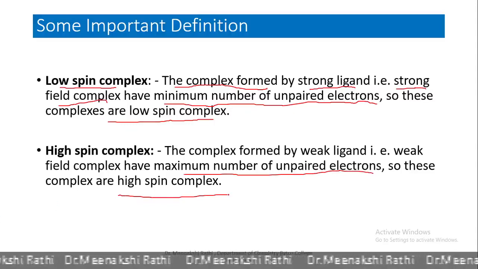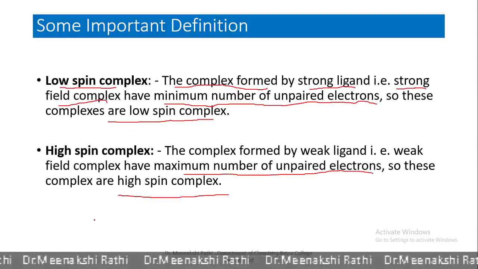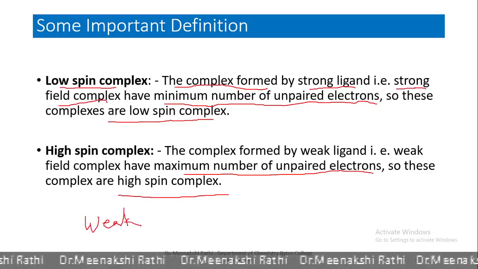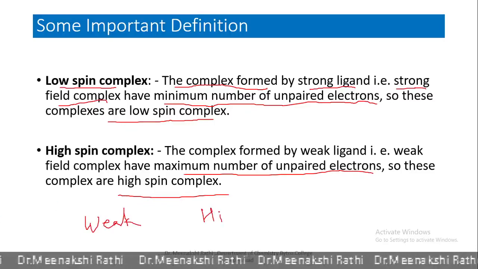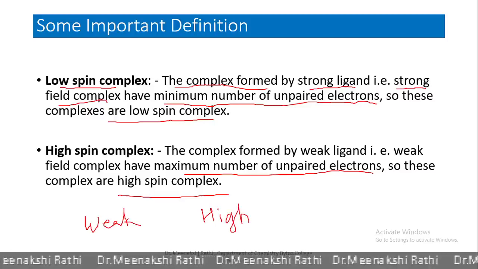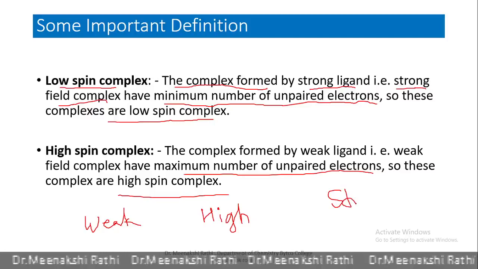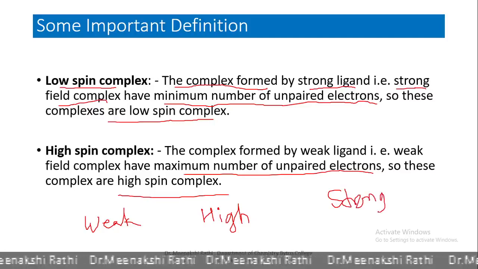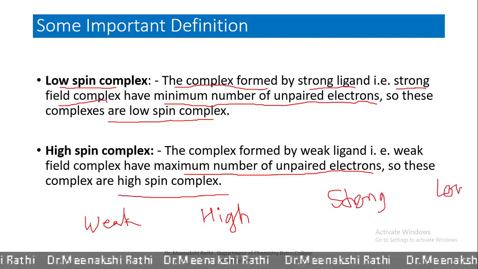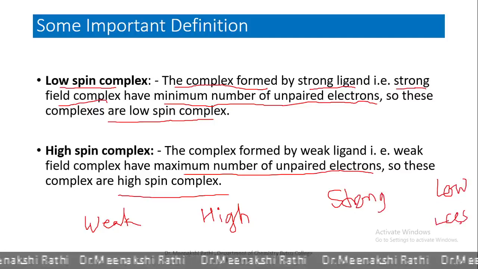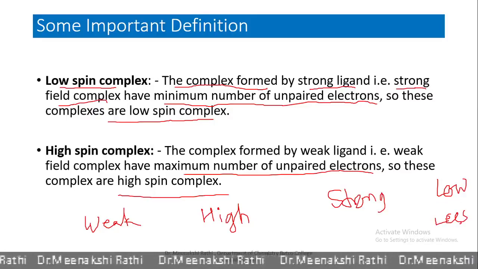A simple thing, how do you remember? Weak ligand, high spin complex. High spin means more number of unpaired electrons, and strong ligand is a low spin, less number of unpaired electrons. This way you can remember this.